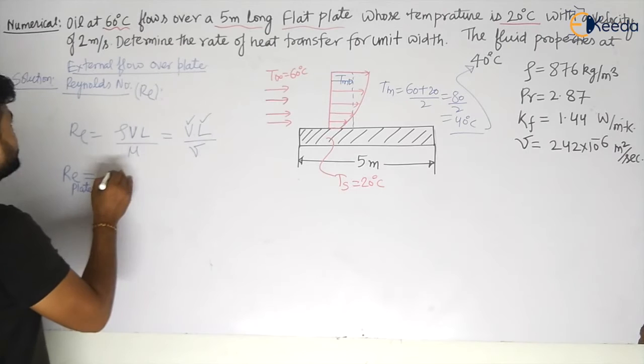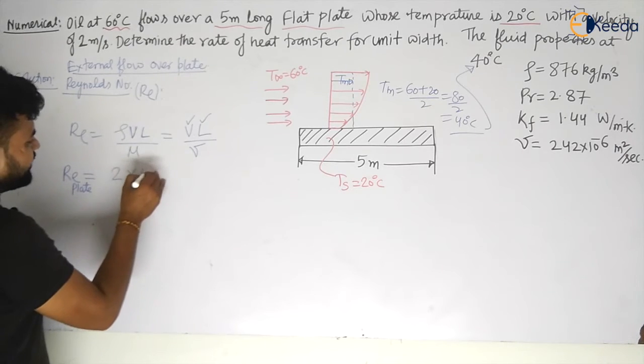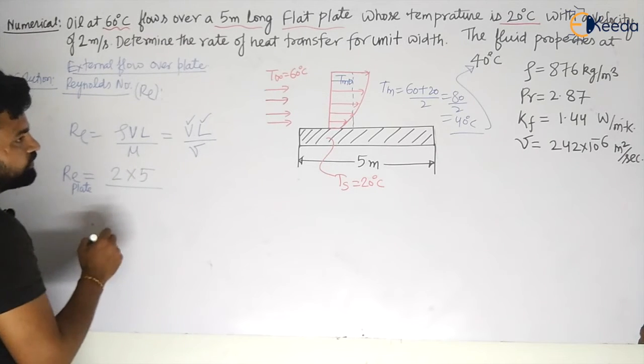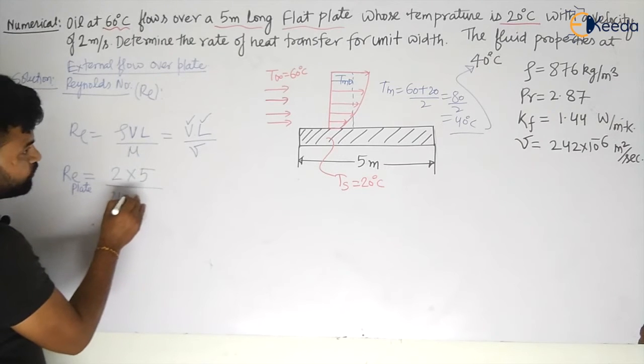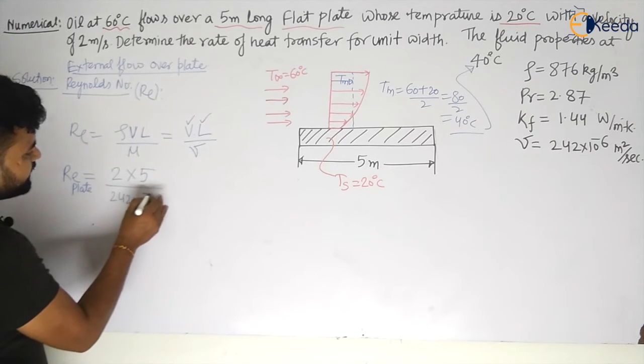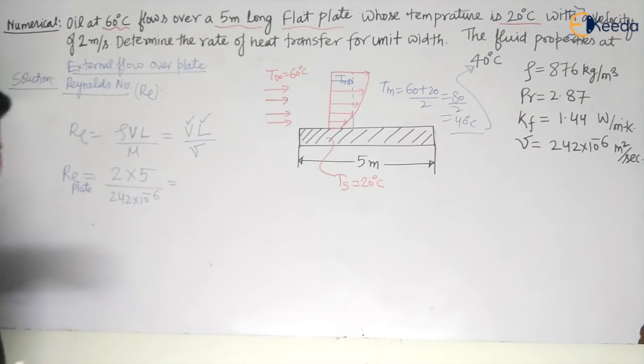So what is the velocity? It is given to be 2. What is the length? That is given to be 5. What is mu, my dear students? That is 242 into 10 to the power minus 6. So the Reynolds number will be equal to how much? Let us see. The Reynolds number will be equal to 41322.3.